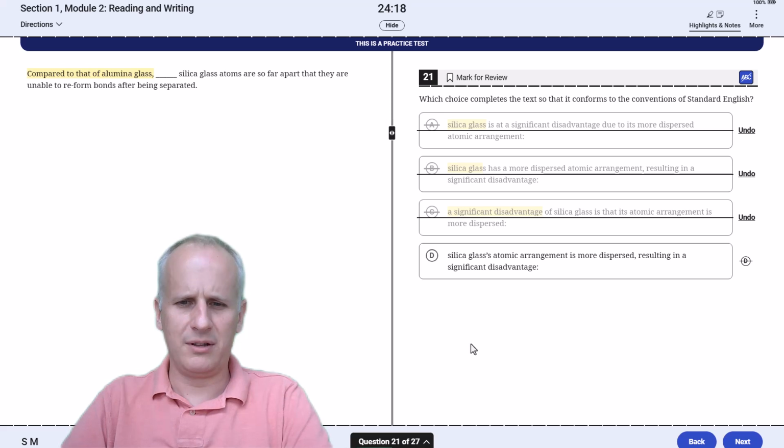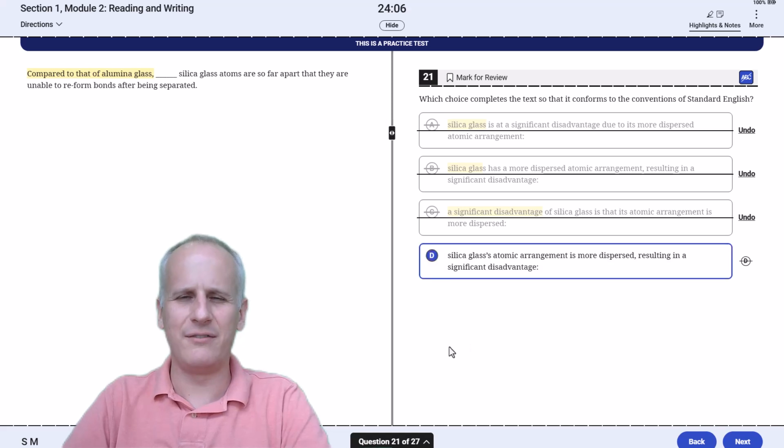Compared to that of alumina glass, silica glass's atomic arrangement is more dispersed, resulting in a significant disadvantage. Silica glass atoms are so far apart that they are unable to reform bonds after being separated. We've got the narrative in the proper kind of rhetorical order. Choice D is the correct answer.